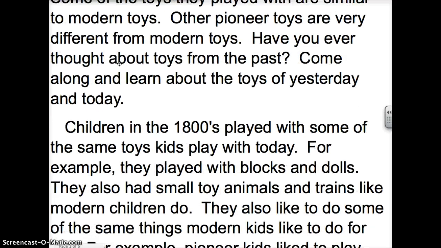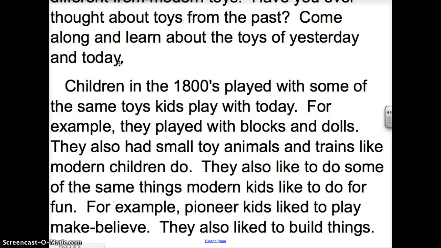Children in the 1800s played with some of the same toys kids play with today. For example, they played with blocks and dolls. They also had small toy animals and trains like modern children do. They also like to do some of the same things modern kids like to do for fun. For example, Pioneer kids like to play make-believe. They also like to build things.